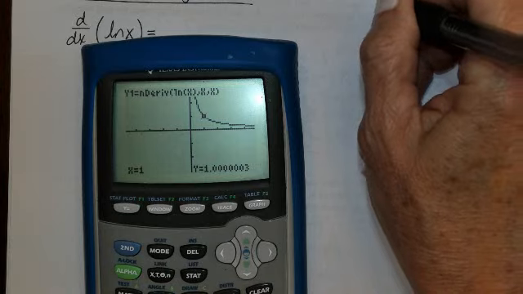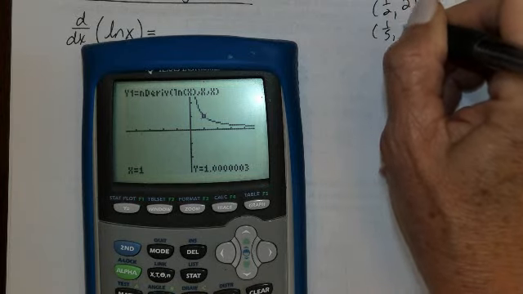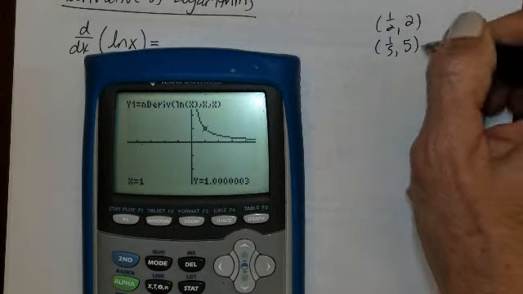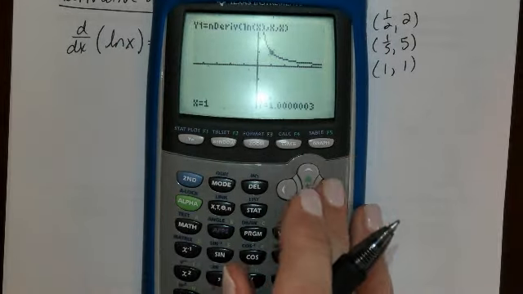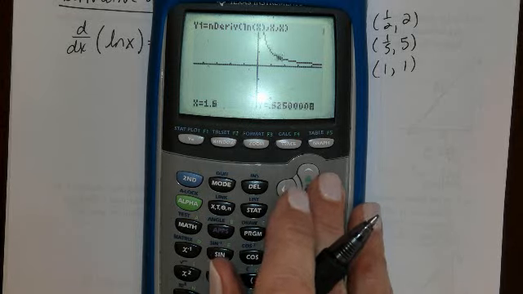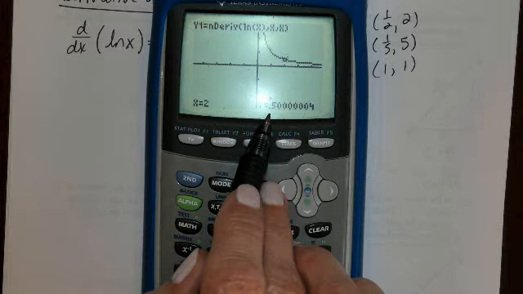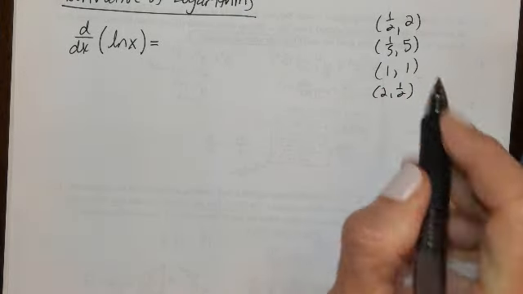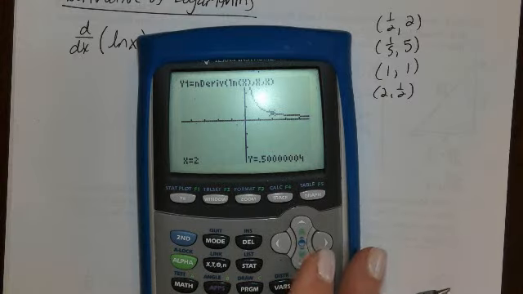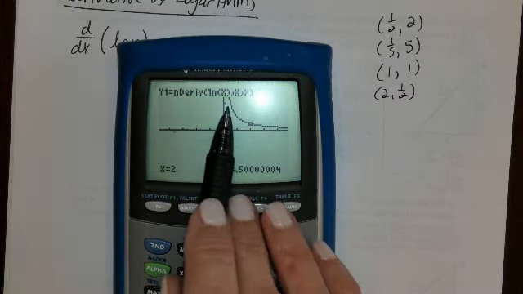We had 1/2 and 2. We had 1/5 and 5. Okay. We had 1 and 1. Okay. If I keep on going to 2, let's see when x is 2, y is 1/2. So what graph is this? That is the graph of y equals 1 over x.